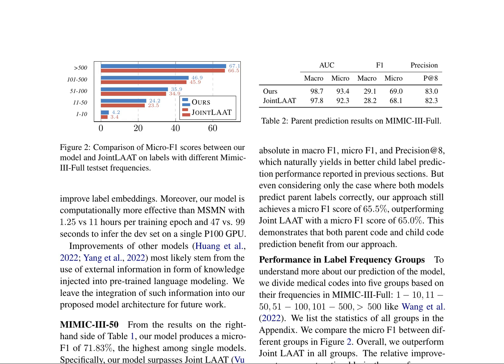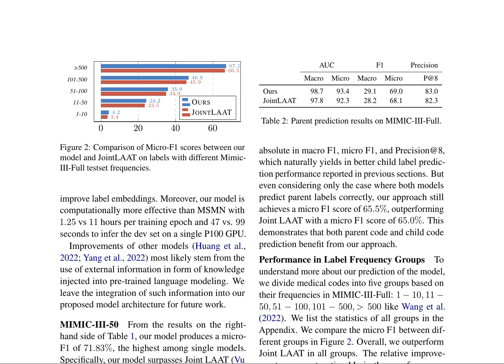This model showcases computational efficiency, with a training epoch time of 1.25 hours and dev set inference time of 47 seconds on a single P100 GPU, significantly outperforming MSMN, which requires 11 hours and 99 seconds respectively.